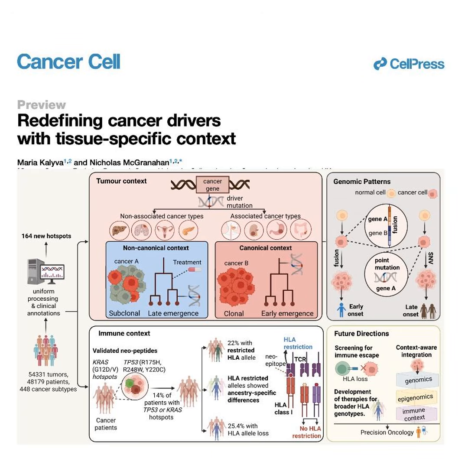The sheer scale allows us to see patterns that were completely invisible when we were only looking at a few hundred or even a few thousand cases. Because uniformly processing over 54,000 tumors strips away the noise. It forces us to look at the disease through a three-dimensional, context-aware framework. Exactly. The fundamental premise here is that a mutation does not act in a vacuum.